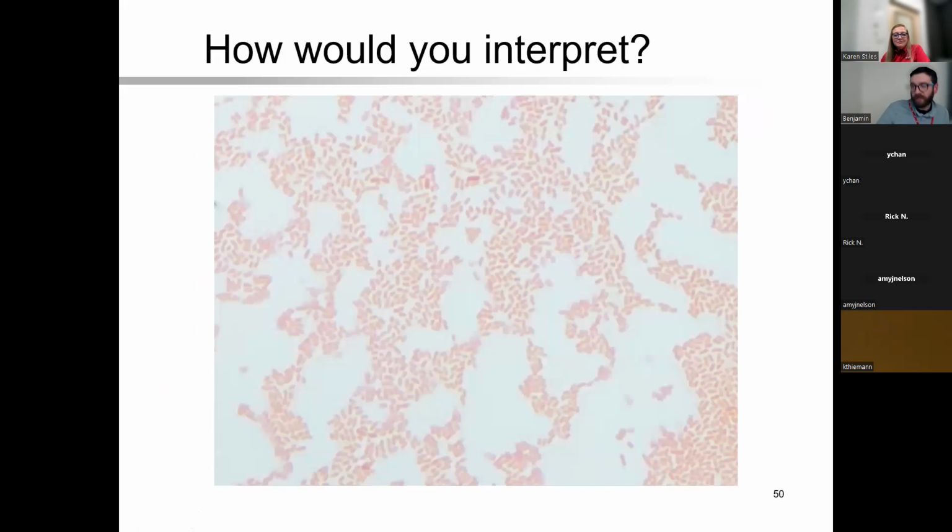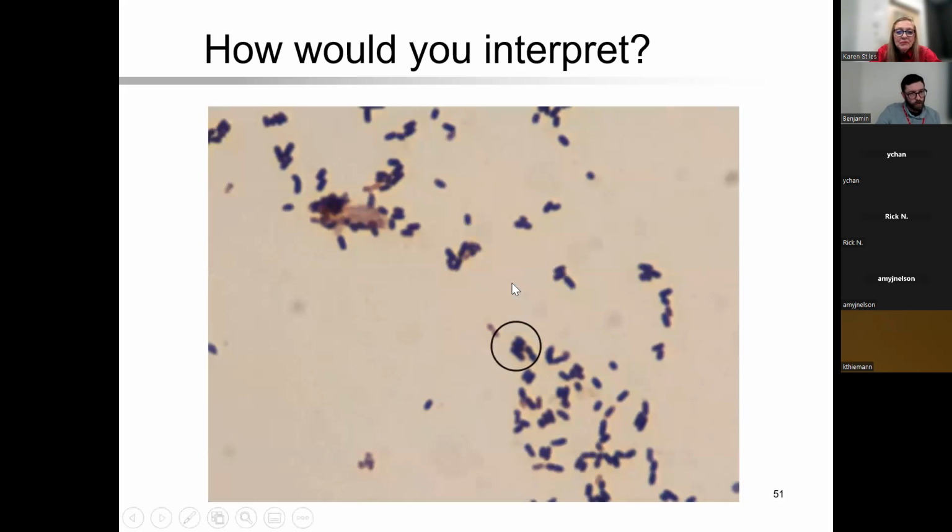So we'll just have a look at some examples of some gram stains now. Give you a second to look at that. This here is pretty classically gram-negative rods. We don't really mention arrangement, we just say it's gram-negative rods. So here's our diphtheroids again, stacking, palisading.